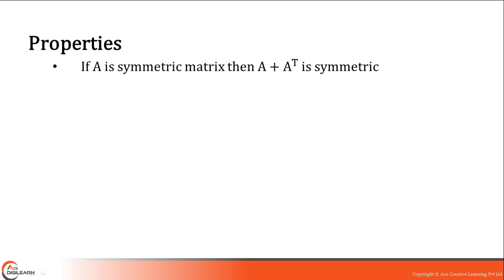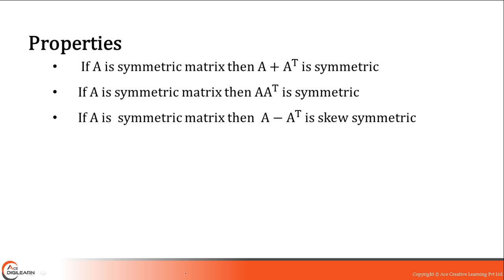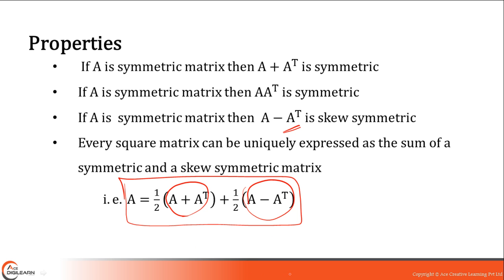Next, properties of symmetric and skew symmetric matrices. If A is a symmetric matrix, then A plus A transpose is symmetric, and A transpose is also symmetric. And if A is a symmetric matrix, then A minus A transpose is a skew symmetric matrix. And every square matrix can be uniquely expressed as the sum of a symmetric and a skew symmetric matrix, in which A plus A transpose is the symmetric matrix and A minus A transpose is the skew symmetric matrix.